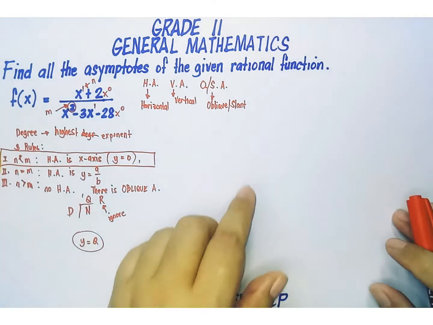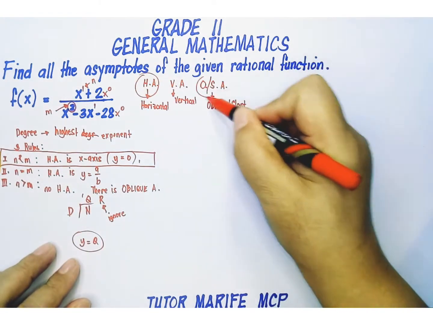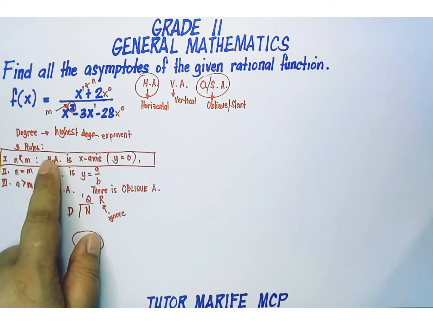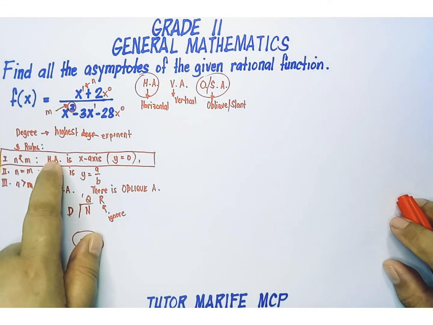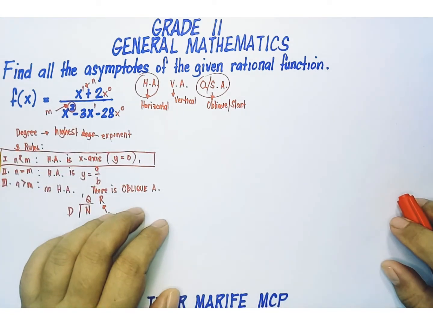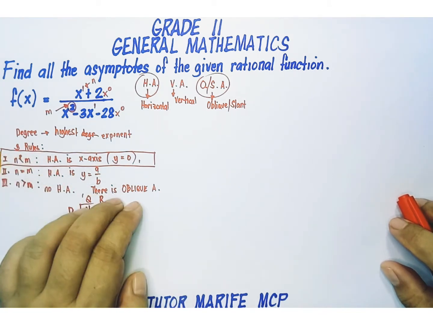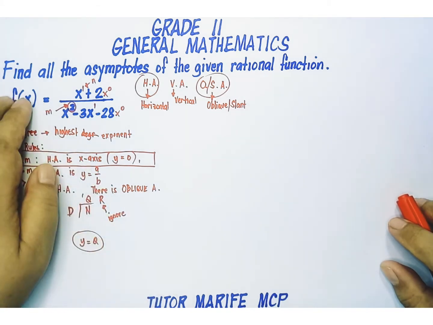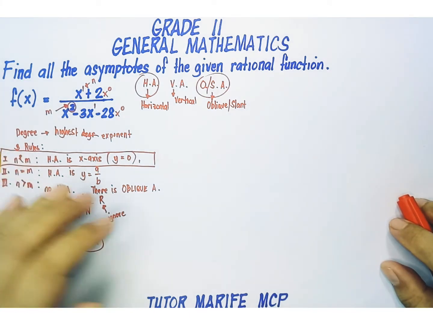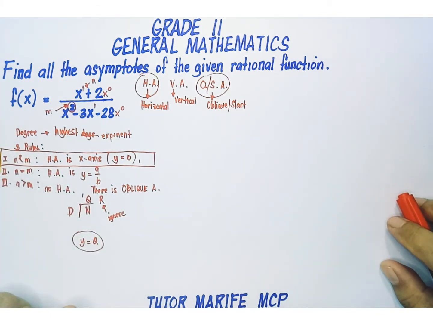Okay. Next, vertical asymptote. So, tapos na tayo dito. Remember also na kapag ang rational function ay merong horizontal asymptote, never siyang magkakaroon ng oblique asymptote or vice versa. Okay? So, hindi nangyayari na both horizontal asymptote at oblique asymptote ang mahahanap mo for a given rational function. Kung mayroong horizontal asymptote, wala siyang oblique asymptote. Kung meron siyang oblique asymptote, wala siyang horizontal asymptote.